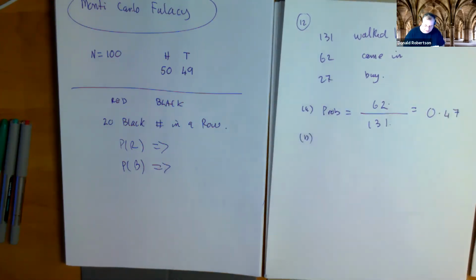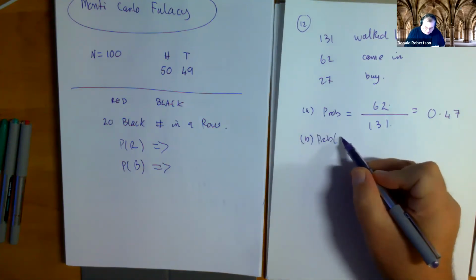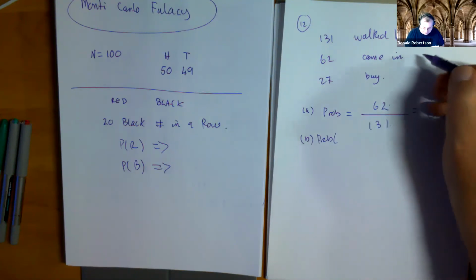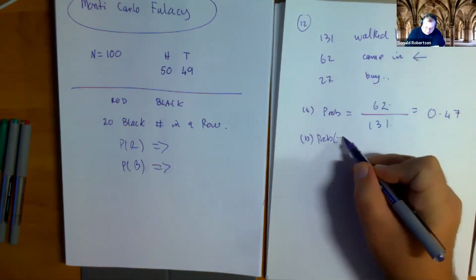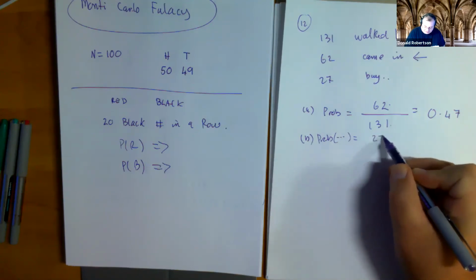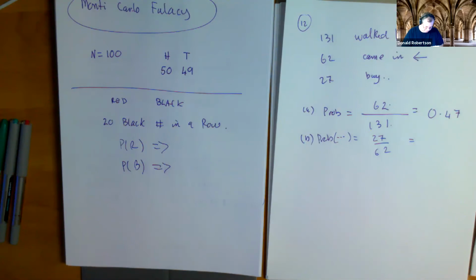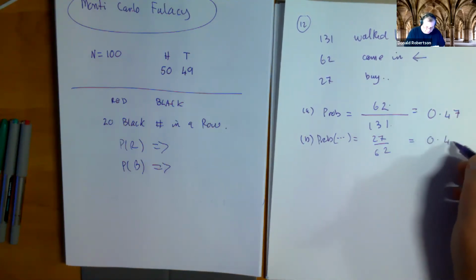Now question B says, what's the probability that a person who walked into the store will buy something? So let's see. You know that the ones who walked into the store, that's these ones, and that's how many bought. So the probability of that event is 27 out of 62. And that's about 0.44.